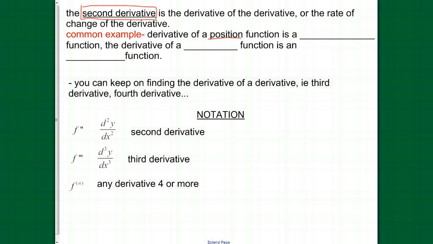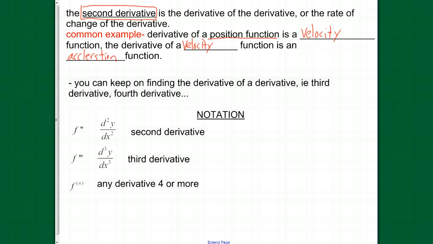If we started with a position function and we take the derivative of that, a change in position is a velocity when you compare it to time, miles per hour. Now, if you take the derivative of a velocity, again, the derivative is a change, so if we talk about the change in velocity, we're talking about acceleration.